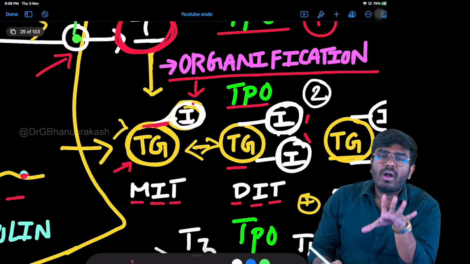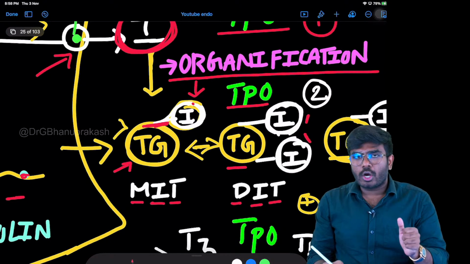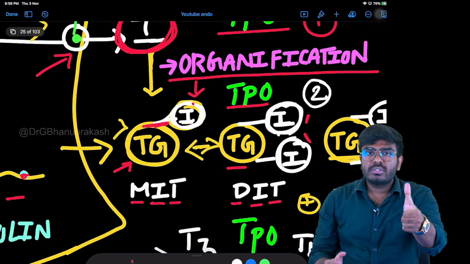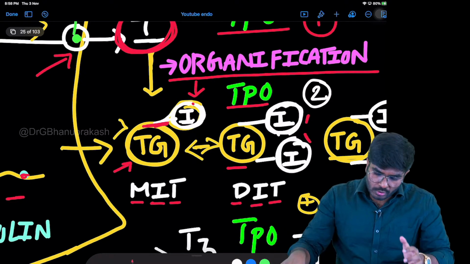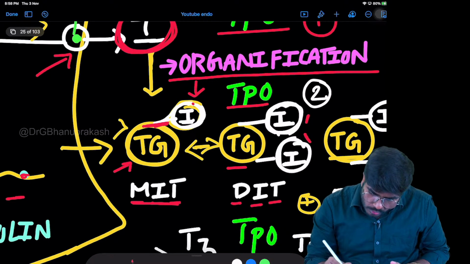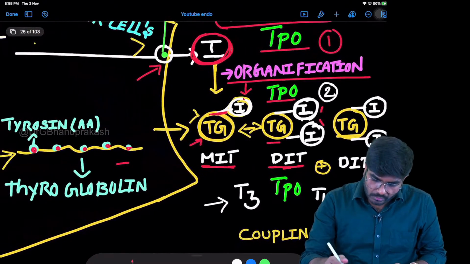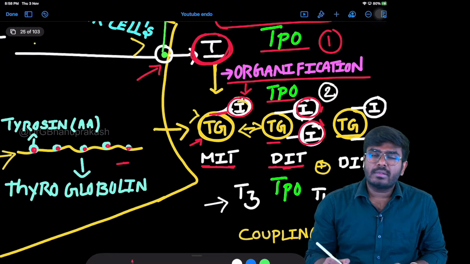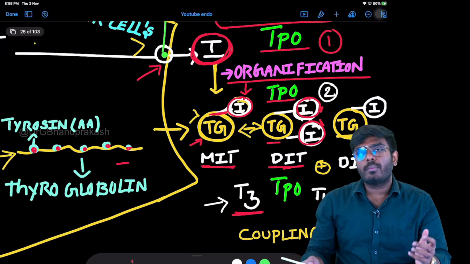Now, what will happen, sir? The last reaction done by the thyroid peroxidase is that it will come and couple the monoiodotyrosine and diiodotyrosine. Now marriage is happening, they are coupling. So the MIT molecule is coupled with the DIT. So what do we have? One iodine, second iodine and third iodine. So T3, triiodothyronine, is formed.